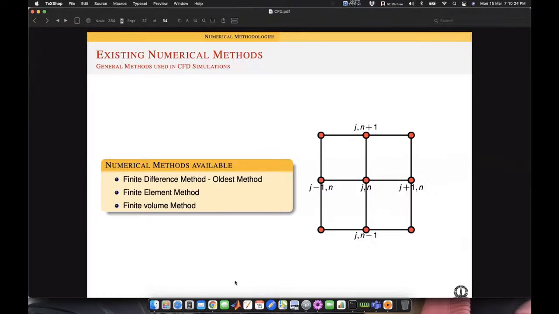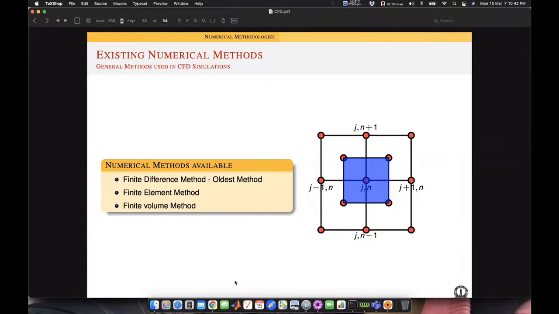Both are clubbed in the same equation. So that's finite element method. It's simply stated finite element method. Finite volume method, you consider a control volume around a grid point, and you try to conserve all the quantities in those grid points in that particular volume. So this is finite volume method.